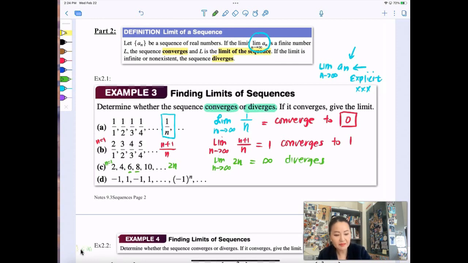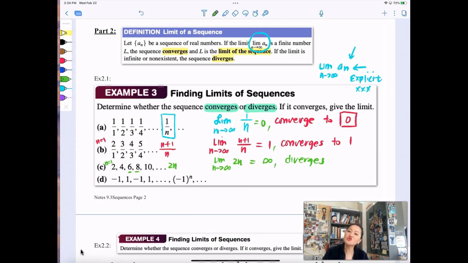Okay? I correct myself here too. It converges to 0, that's true. But really the limit, I should do this. The limit is 0 for this one. Okay? It converges to 0. Limit is 1. It converges to 1. Limit is infinite. It diverges.